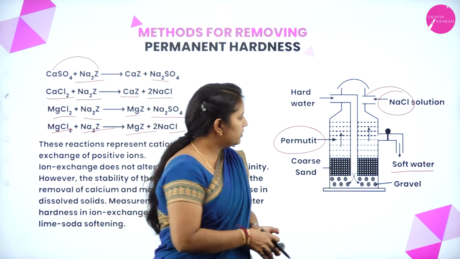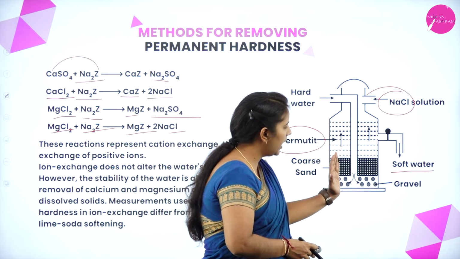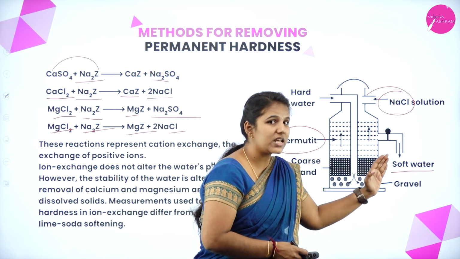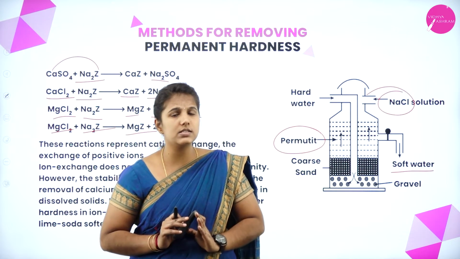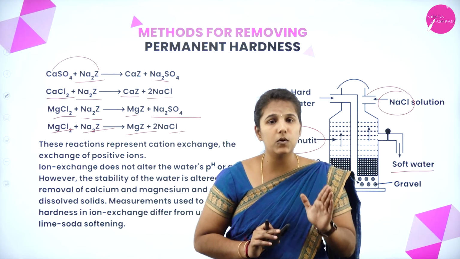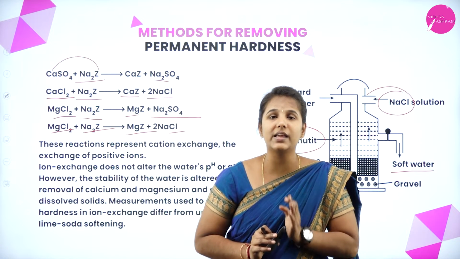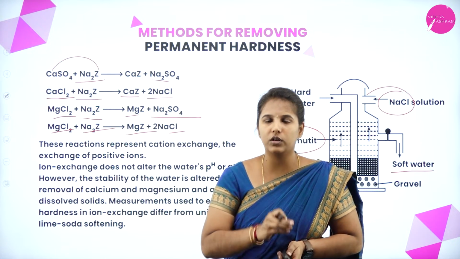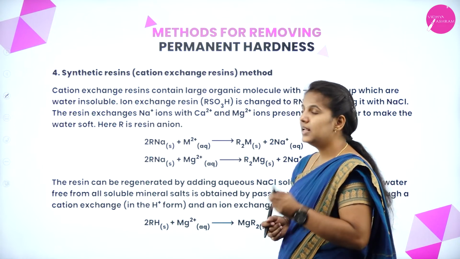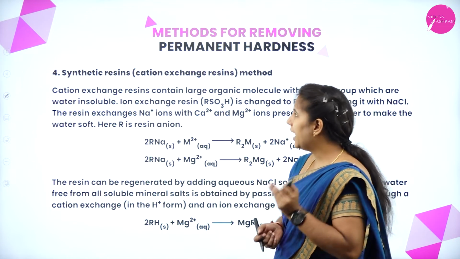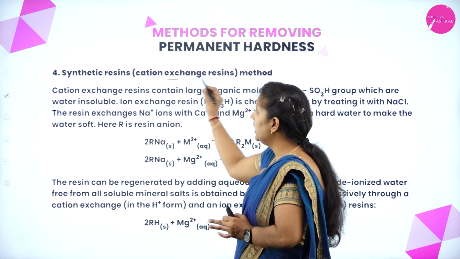And whatever salts are formed leave out. So this is how, when you pour the hard water, it will exchange its ions with the resin and give rise to soft water. Hence this is another important process where you can easily remove the hardness of the water by using ion exchange resin. Next is synthetic resin, and this process is also known as what?